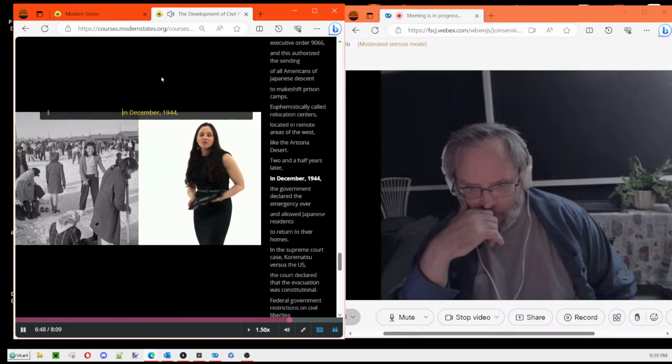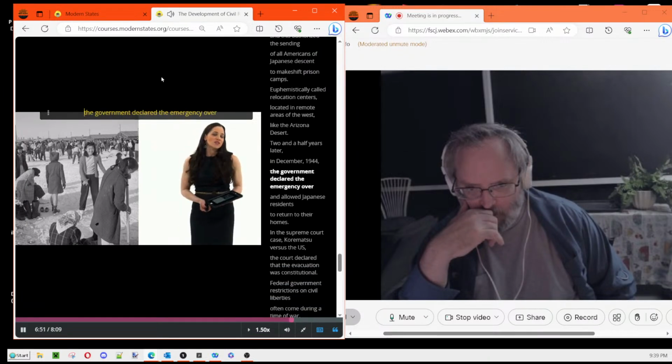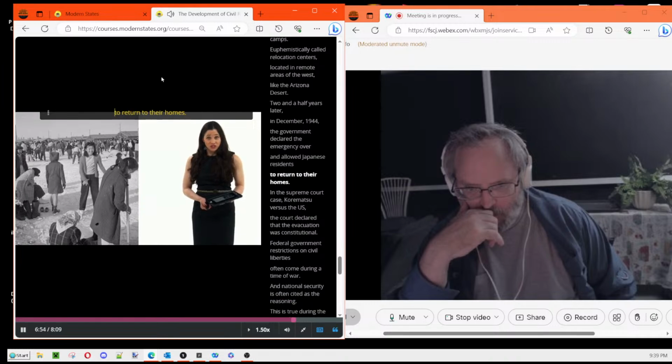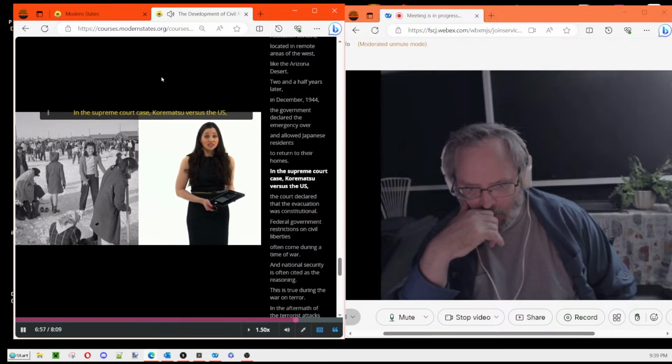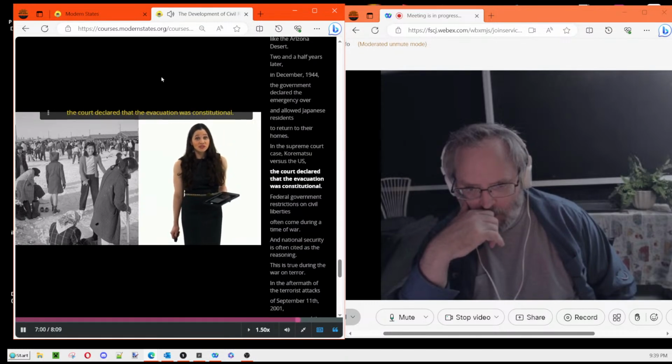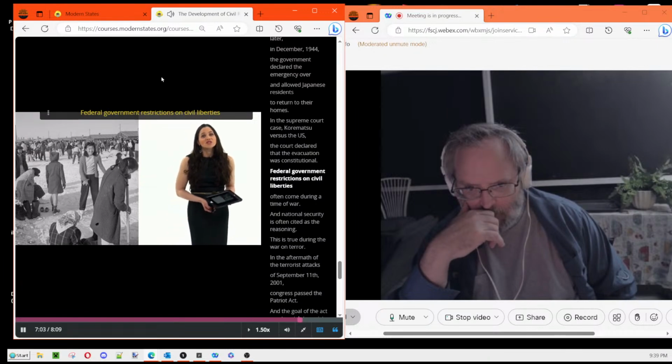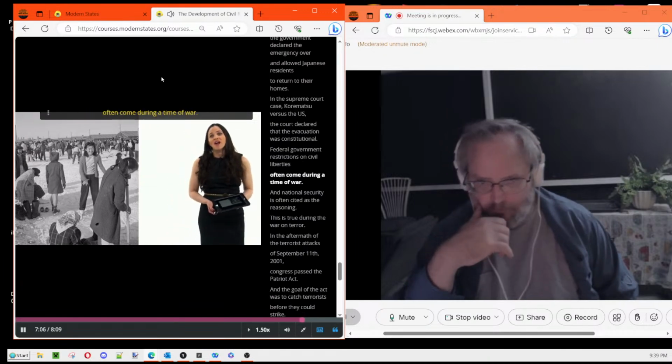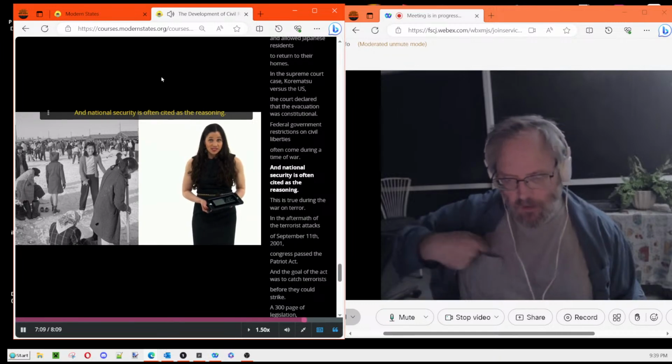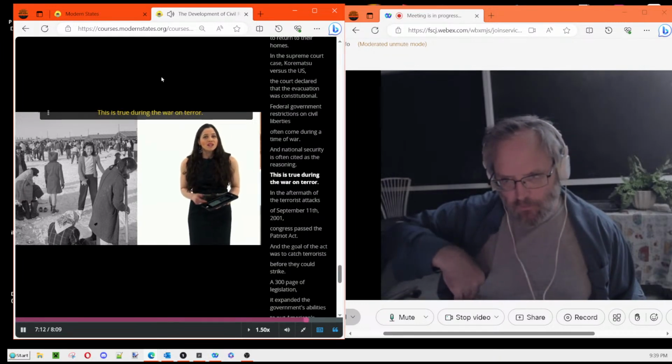2.5 years later, in December 1944, the government declared the emergency over and allowed Japanese residents to return to their homes. In the Supreme Court case Korematsu versus the U.S., the court declared that the evacuation was constitutional. Federal government restrictions on civil liberties often come during a time of war, and national security is often cited as the reasoning. This is true during the War on Terror.